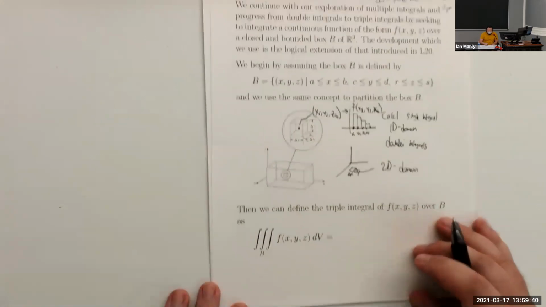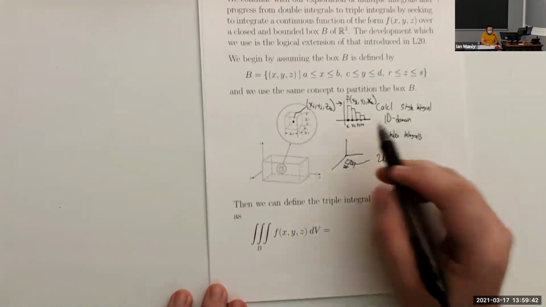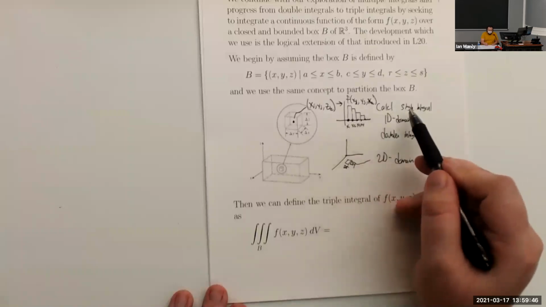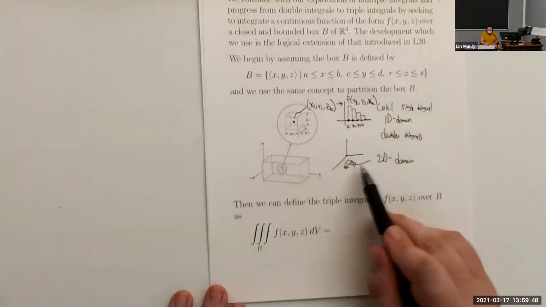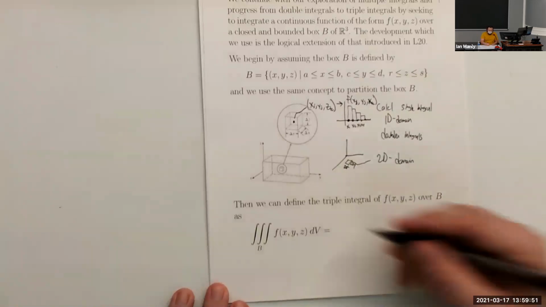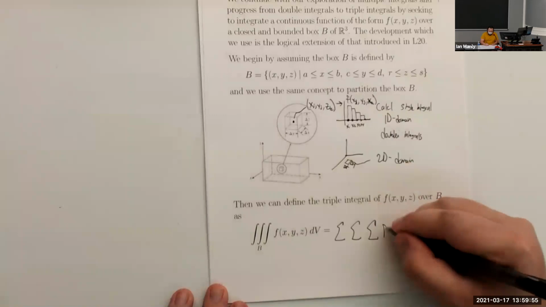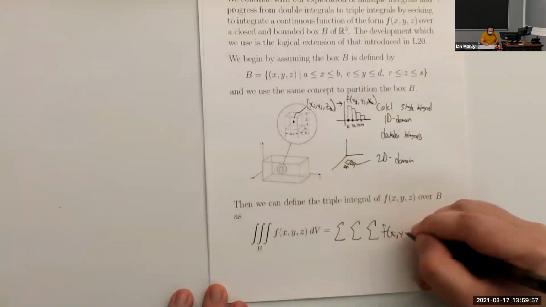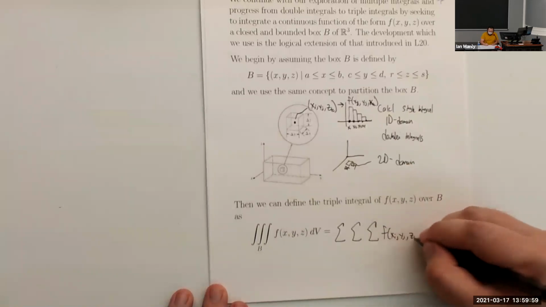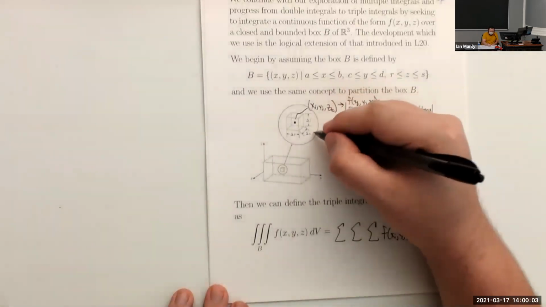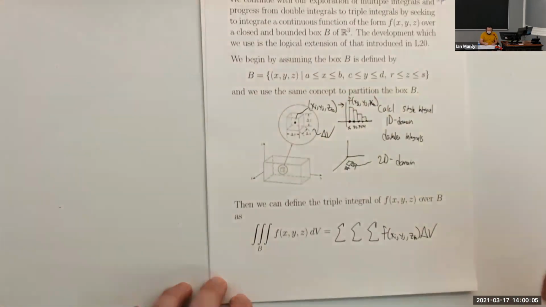All right, so then what is the triple integral? Well, kind of like how we had a single Riemann sum for single integrals, we had 2 Riemann sums for our double integrals. We're actually going to have 3 sums for our triple integrals here. So f of xi, yj, zk times delta V, and this delta V is the volume of the cube.